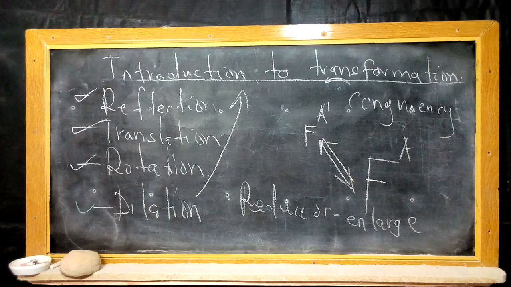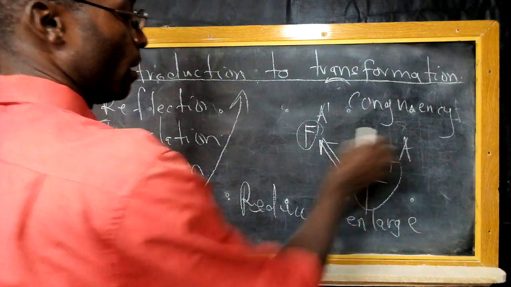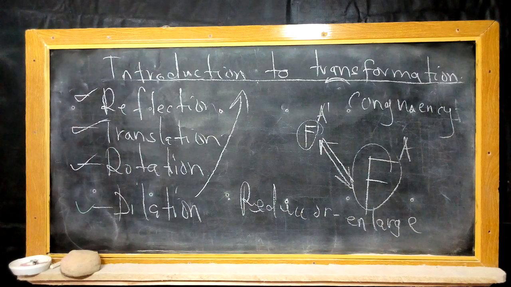So for dilation as a transformation, this aspect of congruency does not occur when you compare the image and the original shape. We'll find that the images will possess the same shape but different sizes, like the one we have demonstrated here, where A prime is appearing smaller than A.